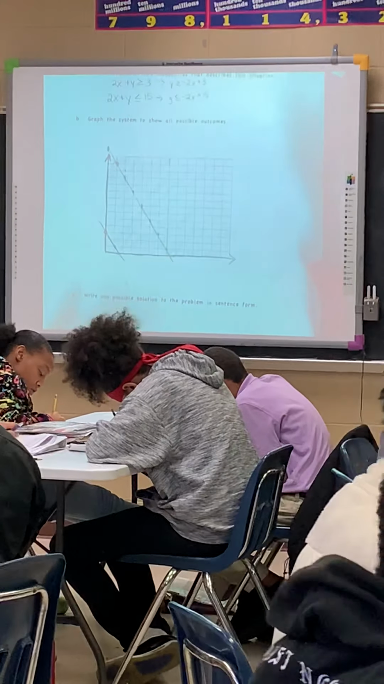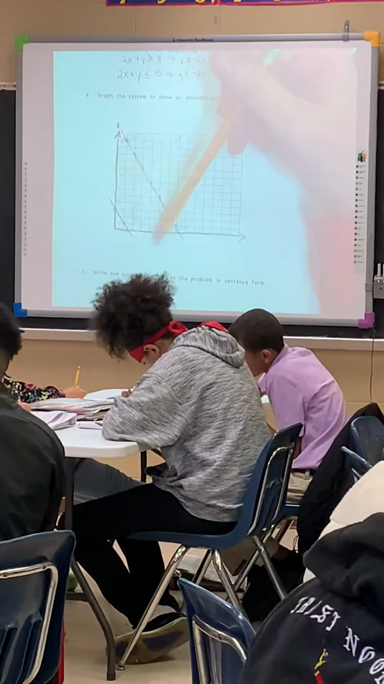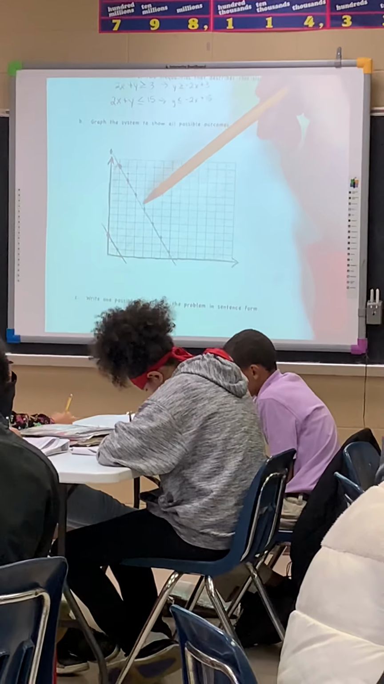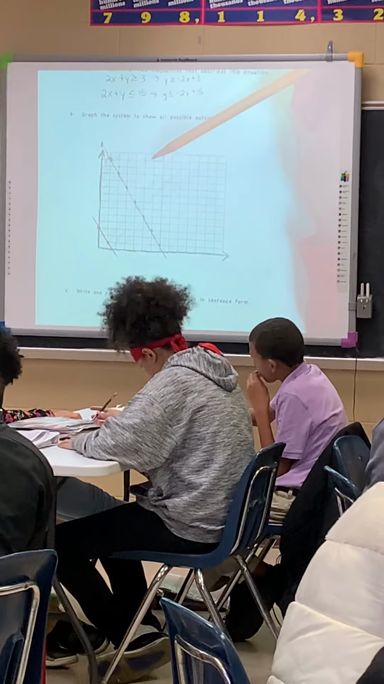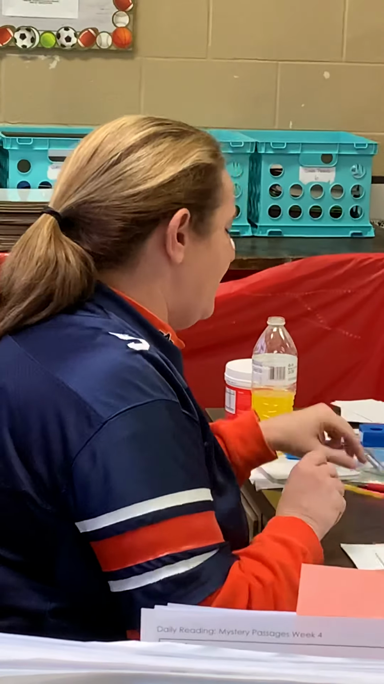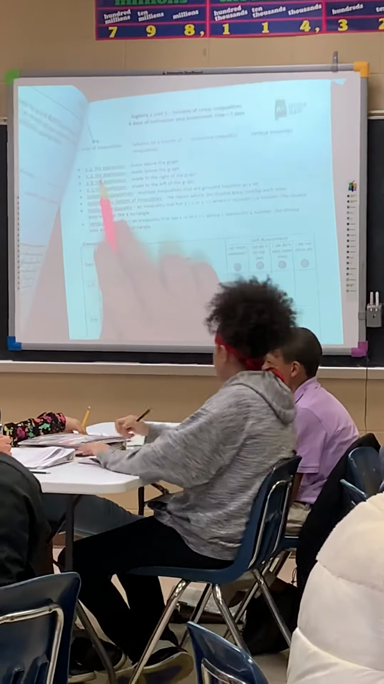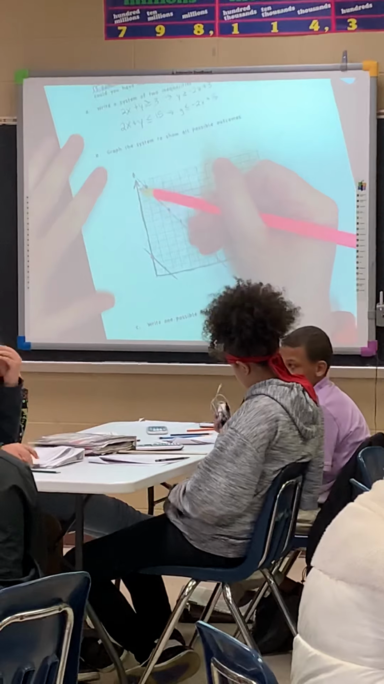So, let me go over this with you guys. Before, when we were doing systems of linear equations, if we had two parallel lines, we said there was no solution, right? That's not the case now, because the space between the lines is what's going to be important. Because our directions say to shade below the graph, we're going to shade below.